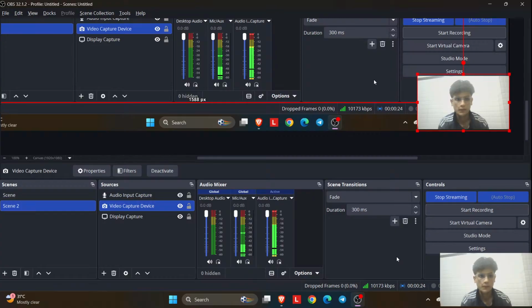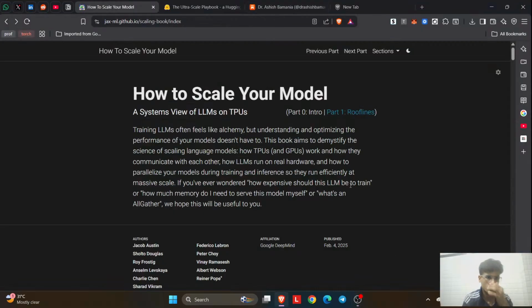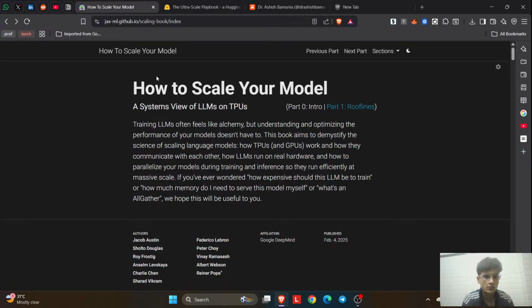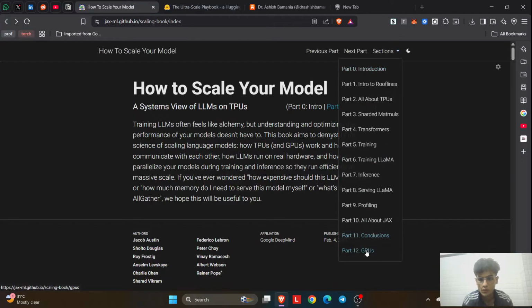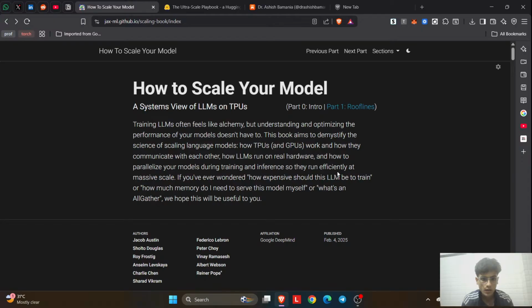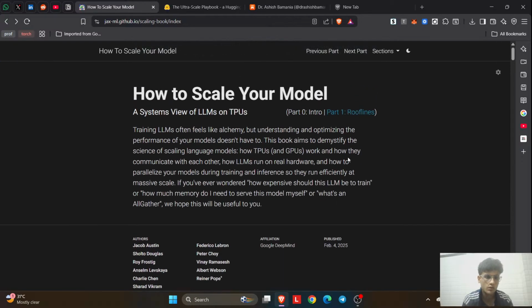I thought, okay. So today I'll be exploring an article, or whatever you can call it, a resource, how to scale your model. I found this resource on LinkedIn today, and I found it interesting. So today I will read this, and it has 12 sections from introduction to GPUs, and hopefully we will learn something out of it, because scaling of LLMs is very much required in the LLM landscape.